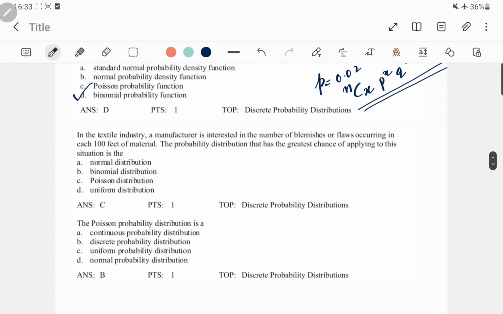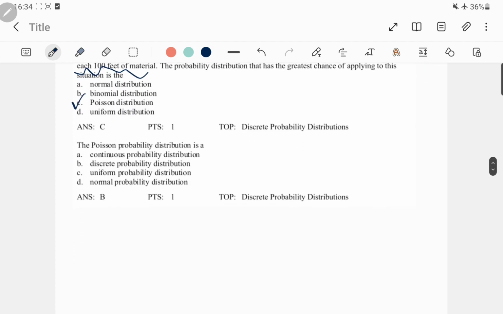Next up, in the textile industry, the manufacturer is interested in the number of blemishes or flaws occurring in each of 100 feet of the material. If you go back and listen to the Poisson distribution video, we discussed there that it tells us something that is happening over a fixed period of time, area, volume, etc. So this is an example of Poisson distribution. The Poisson probability distribution is a discrete probability distribution.